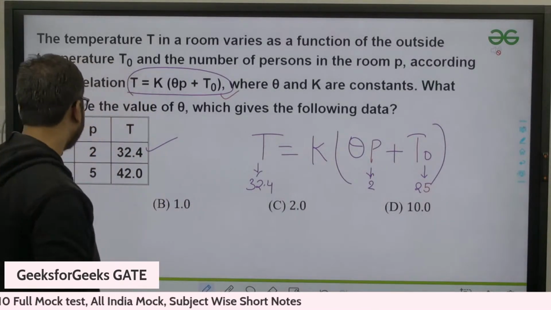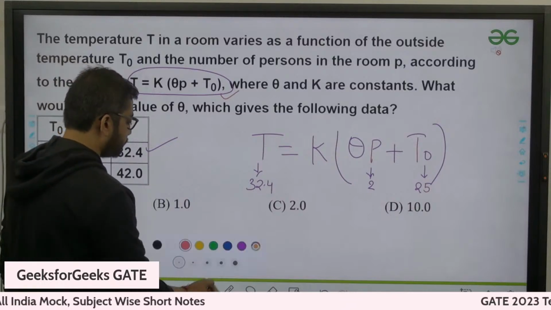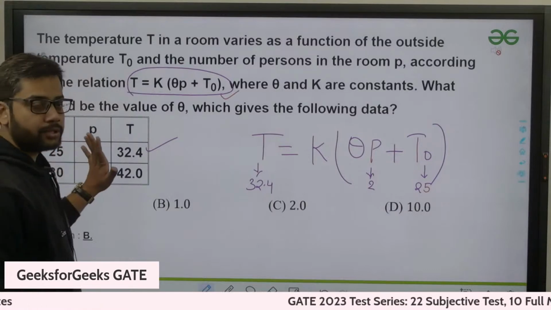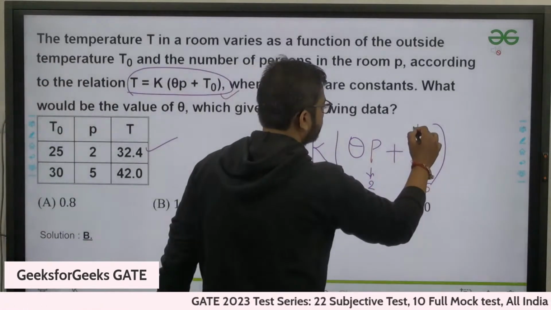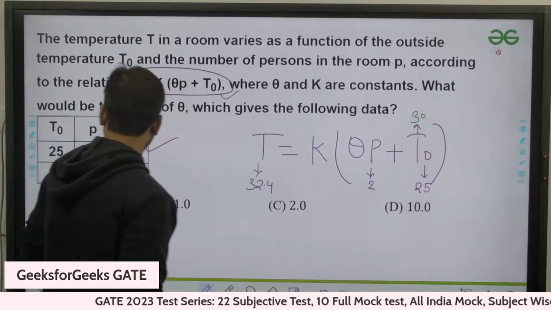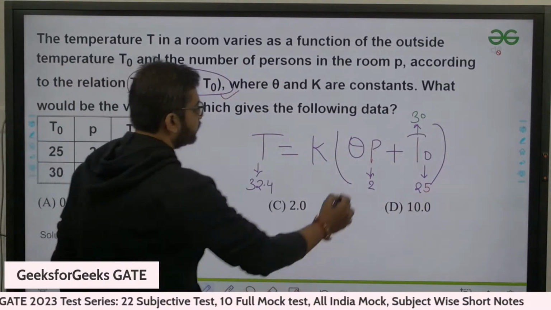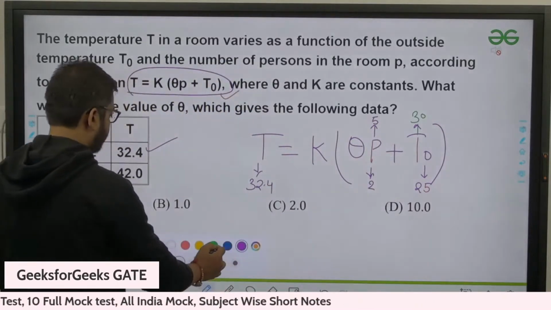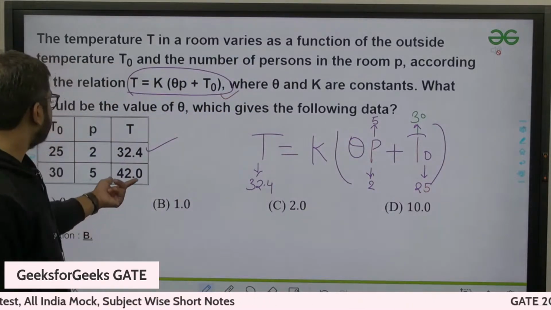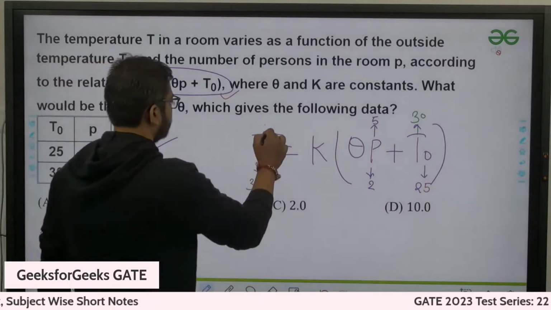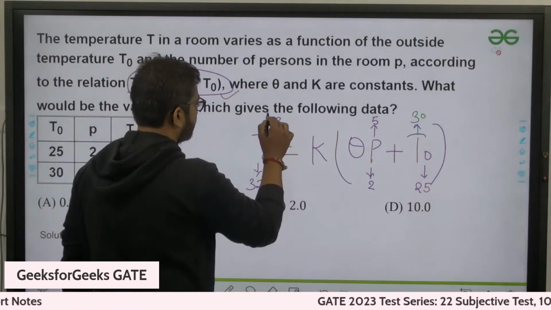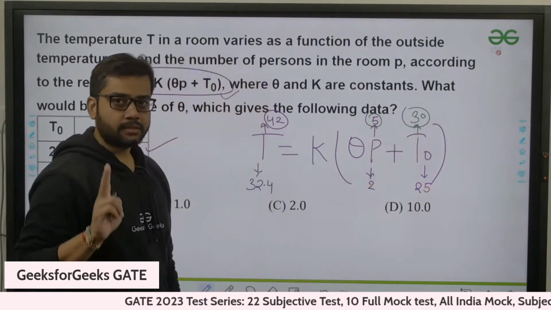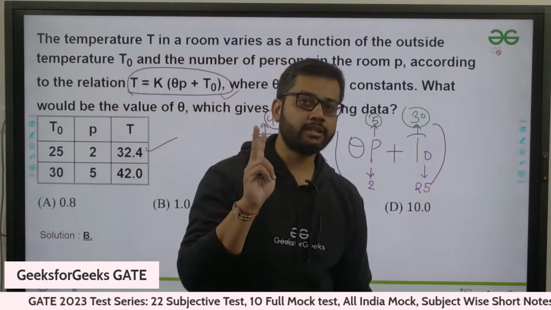Next, in the next format, put T naught is equal to 30. Correspondingly, P is equal to 5, and T is equal to 42. So again, one more linear equation forms. Now we have two linear equations.